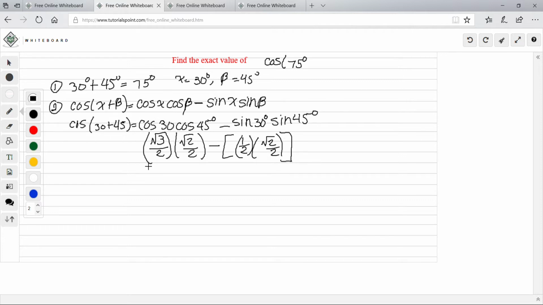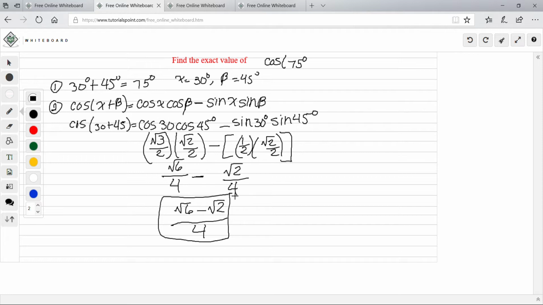So on the left side, root 3 times root 2 is root 6 over 4, minus 1 times root 2 is root 2, over 4. When you simplify this, it's root 6 minus root 2 over 4. That's your final answer. So the first step was to figure out which two angles add to 75, which were 30 and 45. Then you figure out which formula to use, so we used the cosine of sum formula. Then you just plug it in and simplify.